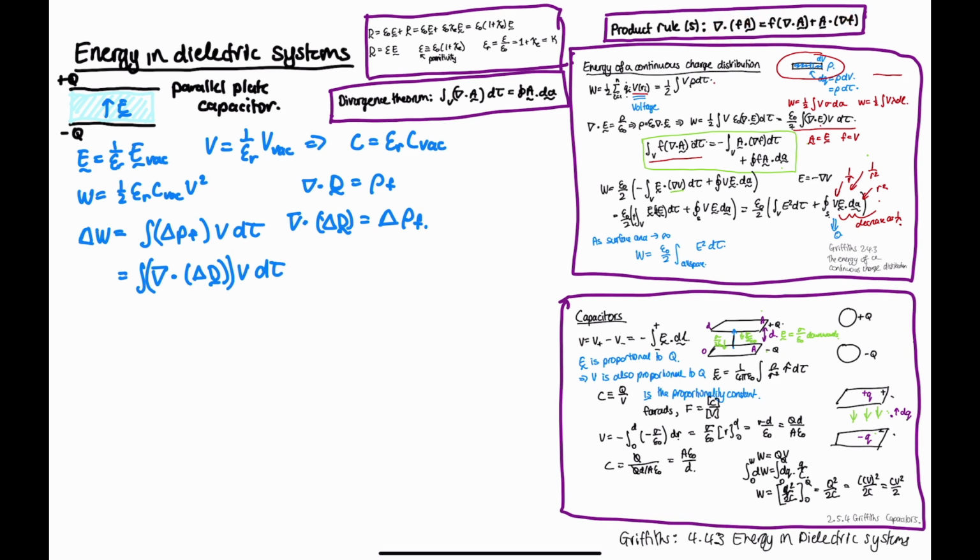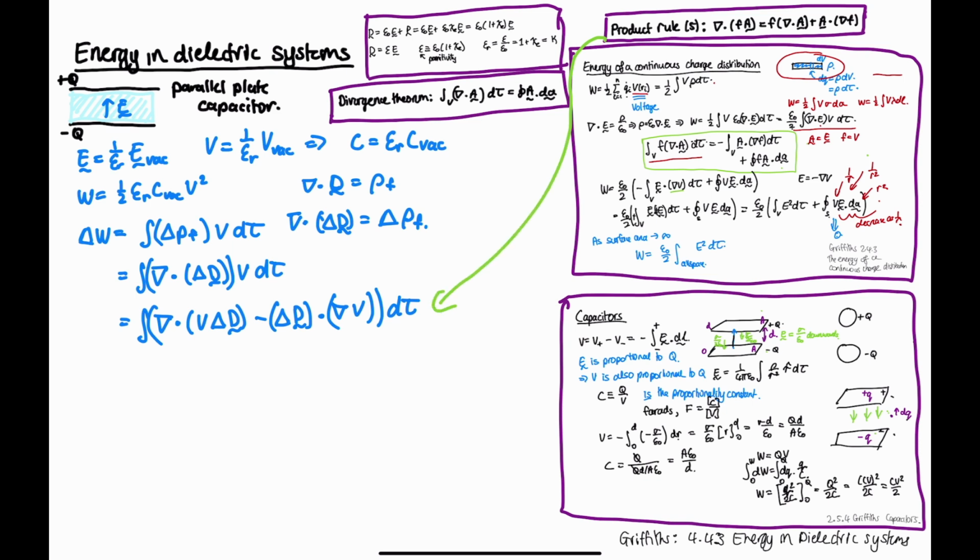So we can use this to rearrange this and write this as the integral of the divergence of our scalar, which is V times our vector, delta D, minus our vector, which is delta D, dotted with the gradient of our scalar, which is delta V. And this is all times d tau. So that was just using this product rule on this line here.